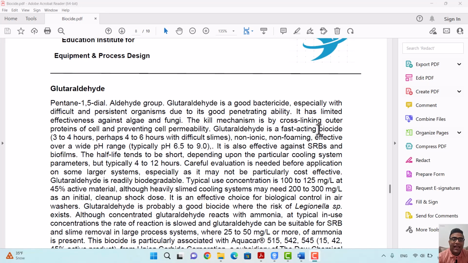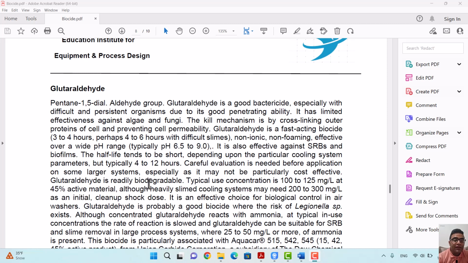Glutaraldehyde is a fast-acting biocide, 3 to 4 hours, perhaps 4 to 6 hours with difficult strains, non-ionic, non-foaming, and effective over a wide pH range, typically pH 6.5 to 9. It is also effective against SRBs and biofilms. The half-life tends to be short, depending upon the particular cooling system's parameters, but typically 4 to 12 hours. Careful evaluation is needed before application on some larger systems, especially as it may not be particularly cost-effective.